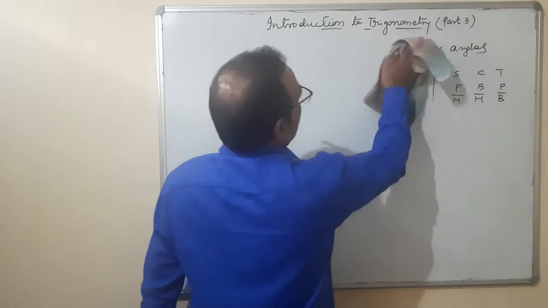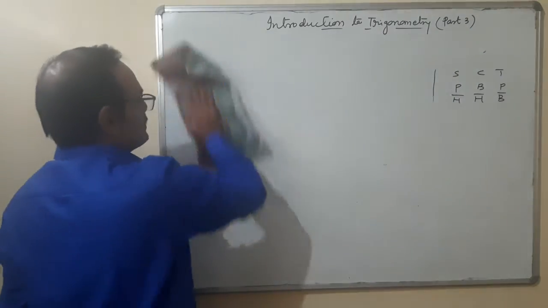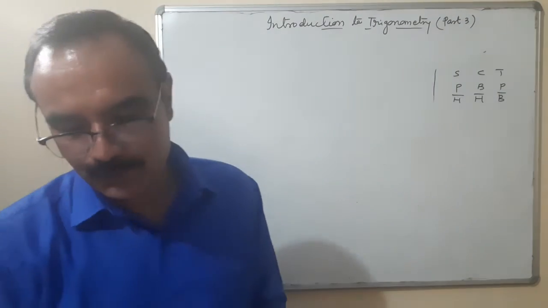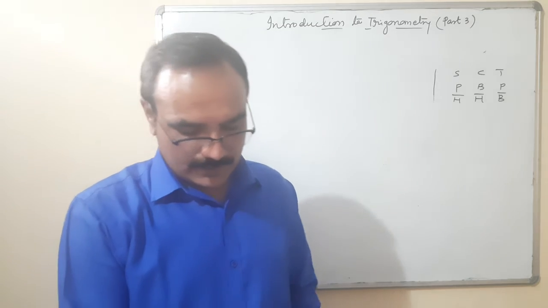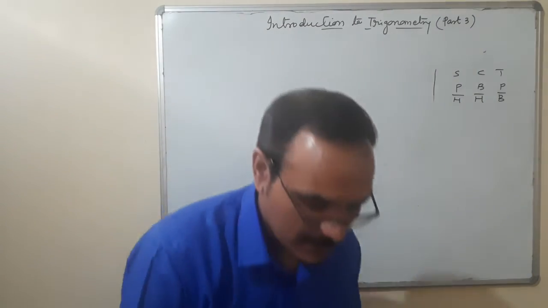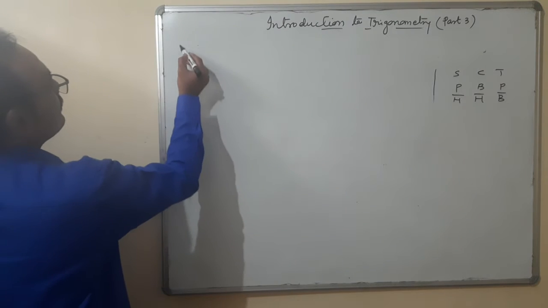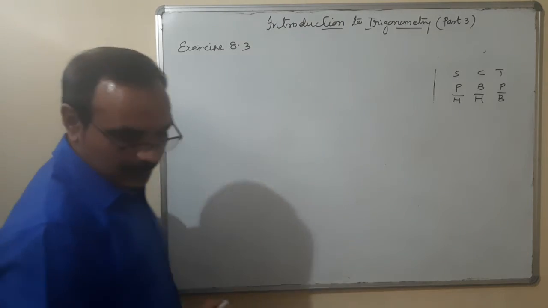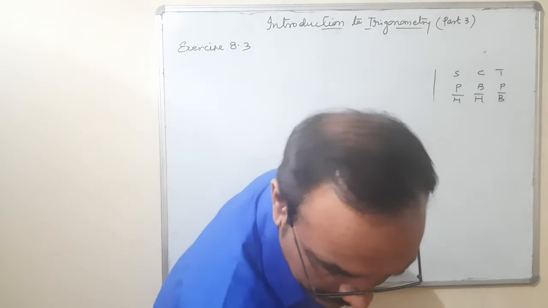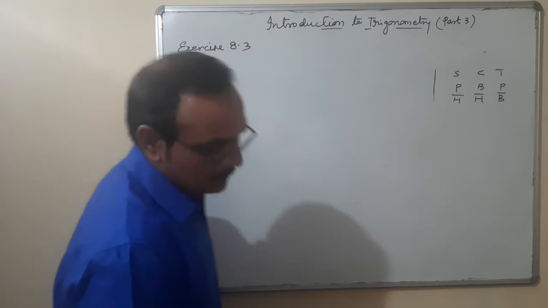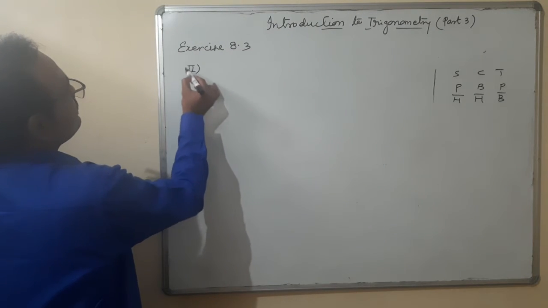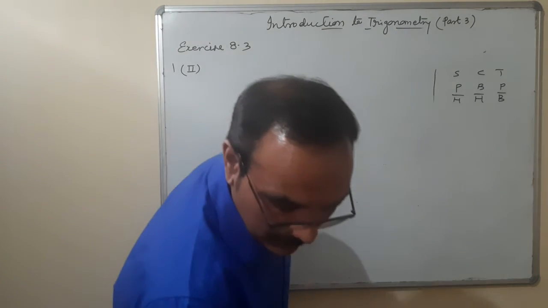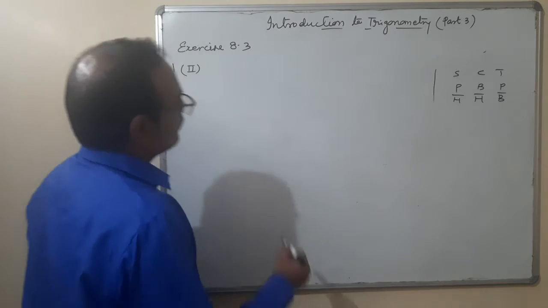Okay. Now today we are discussing exercise 8.3, in which some questions are there. Okay. The question is evaluate, first question, second part. Evaluate sin 26 over cot 64.